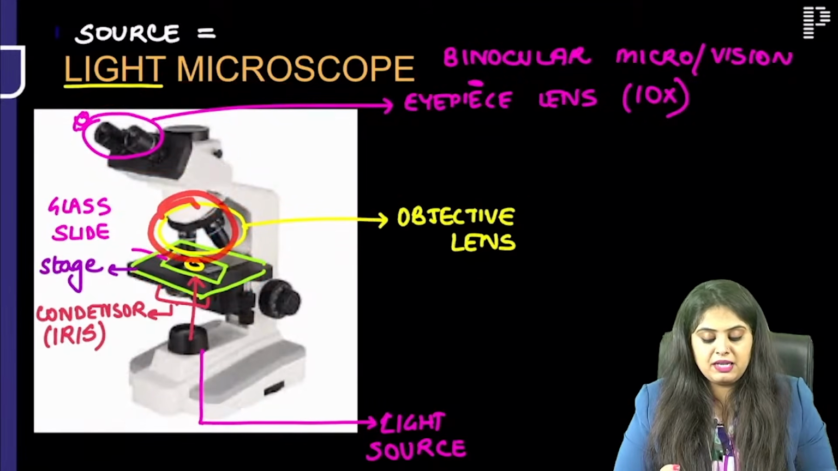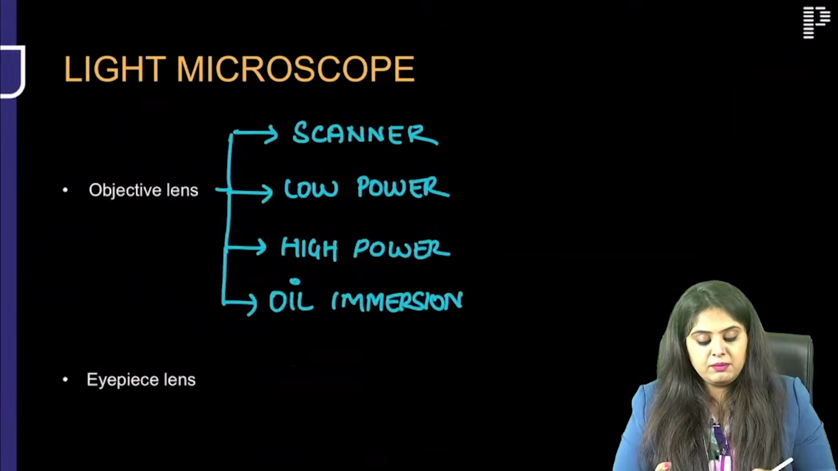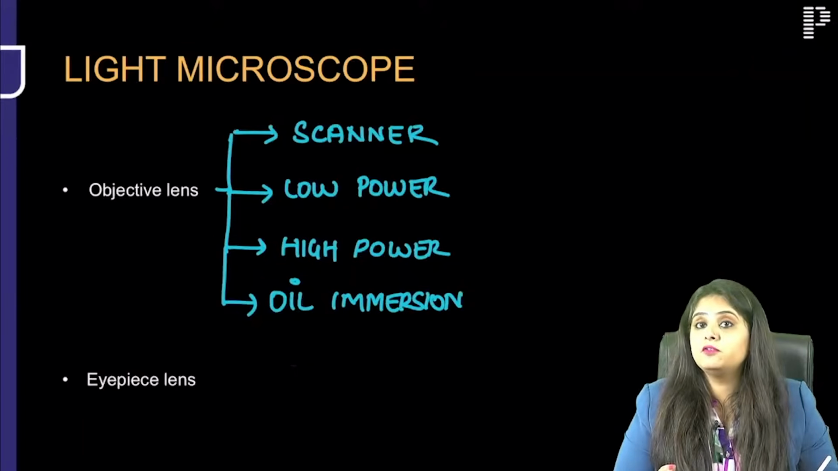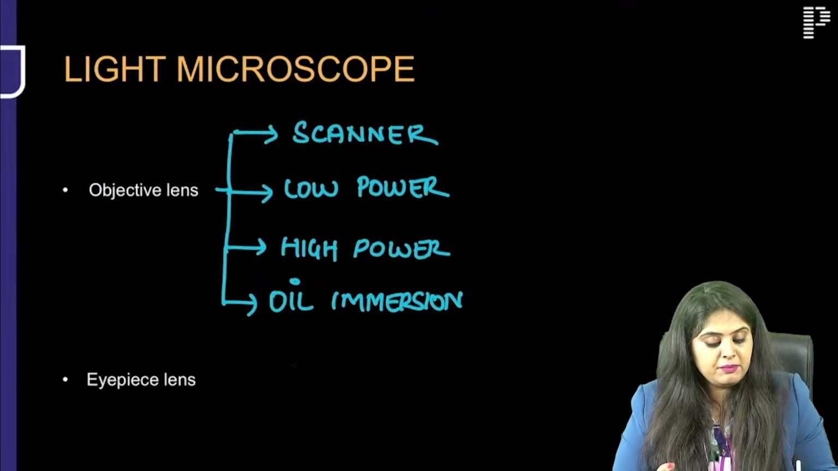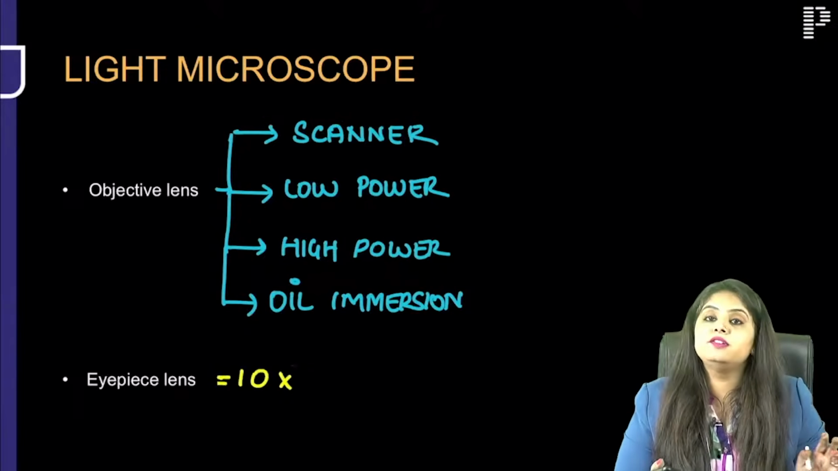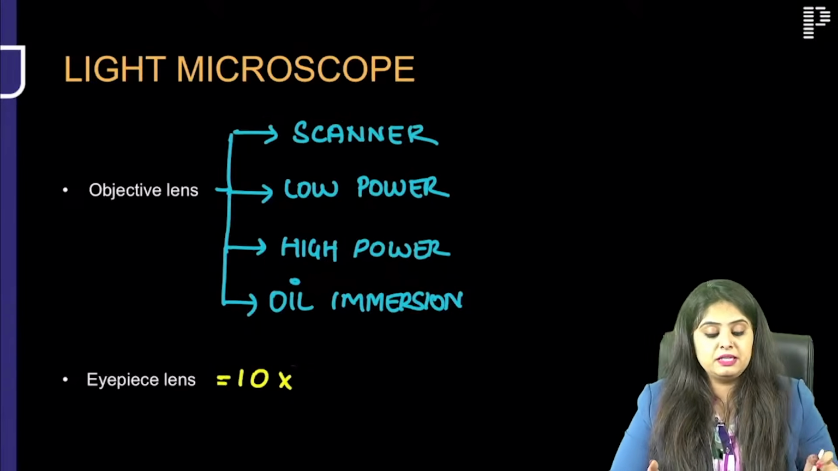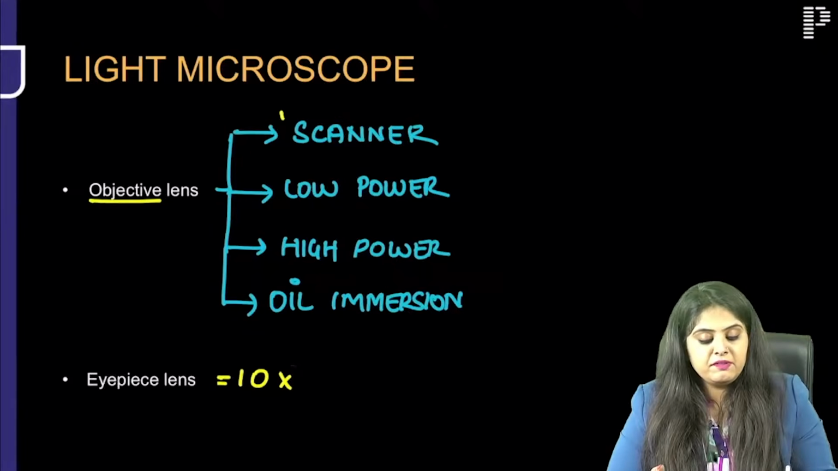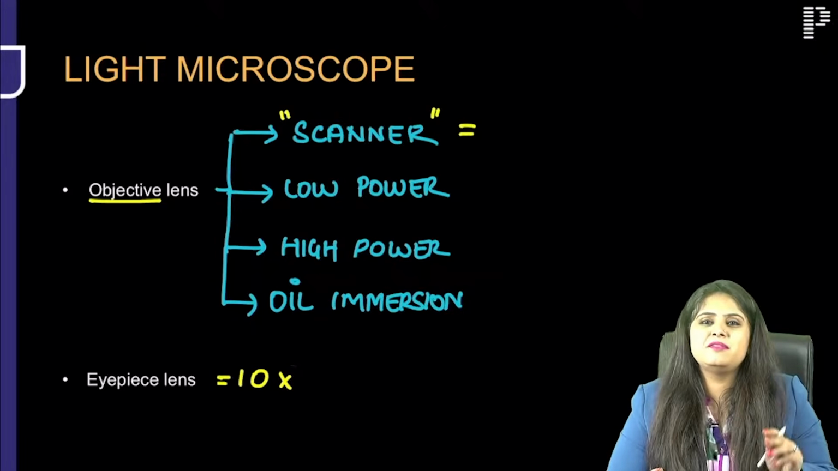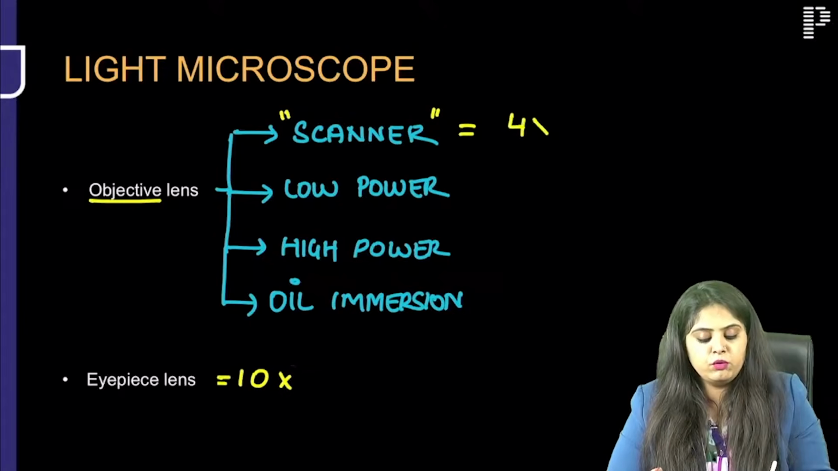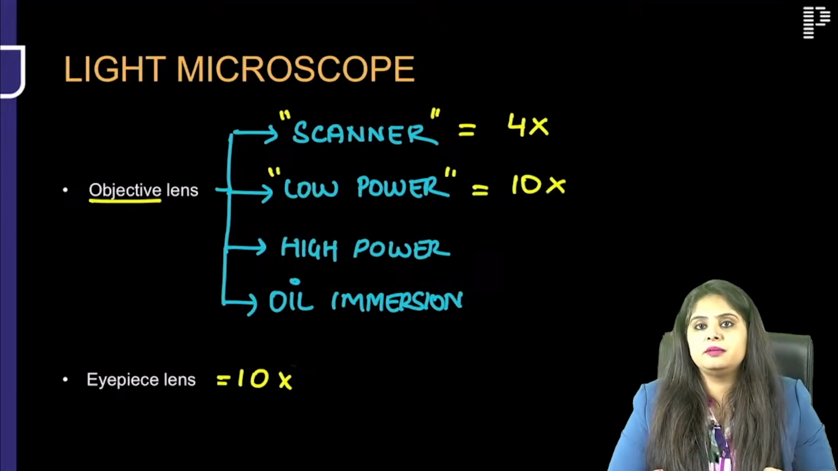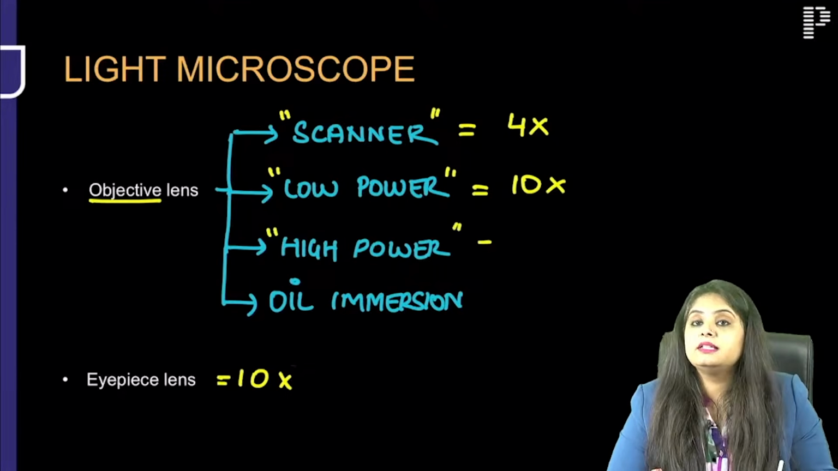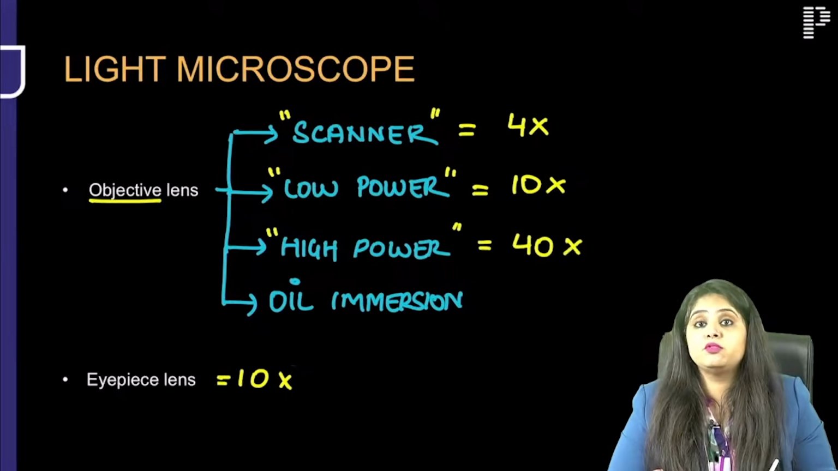But ma'am, you said there are many objective lenses. So can you tell me how many objective lenses are there? Total 4. Before that, eyepiece lens, tell me the magnification, guys. Eyepiece lens will always zoom 10x. Simple. Objective lens is going to have a total of 4 lenses. Number 1, scanner. Scanner lens is, ma'am, a very small lens. It can only zoom in 4 times, 4x. Then a little bigger lens called low power, that can zoom in 10 times, 10x. Then further high power, that can zoom in 40 times, 40x.